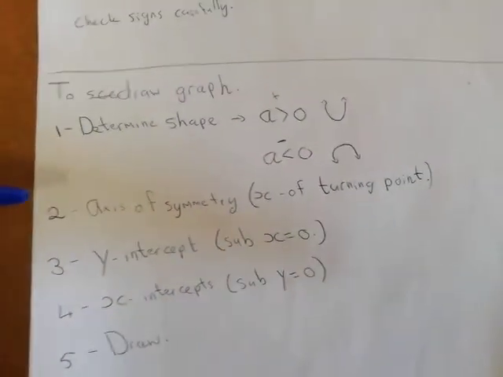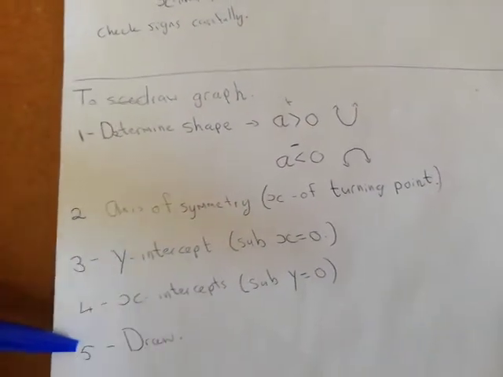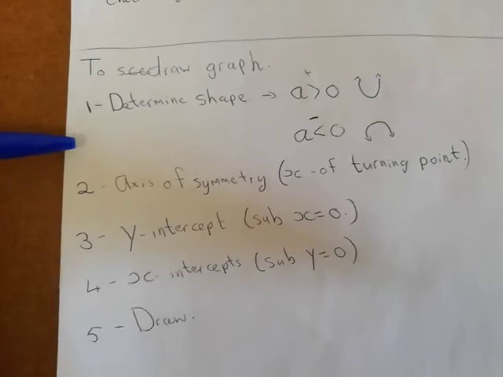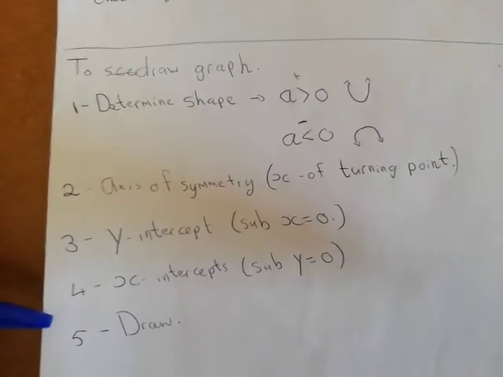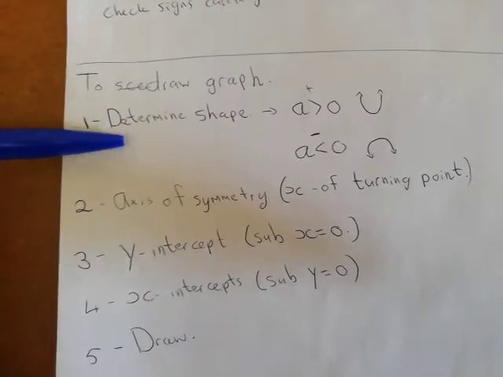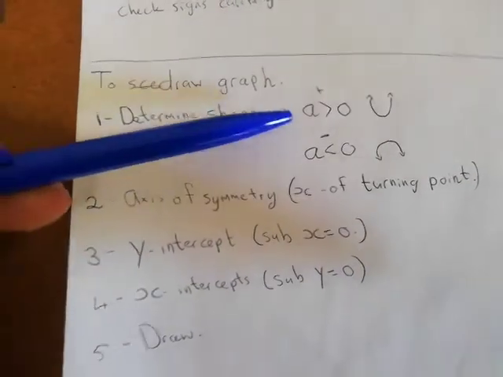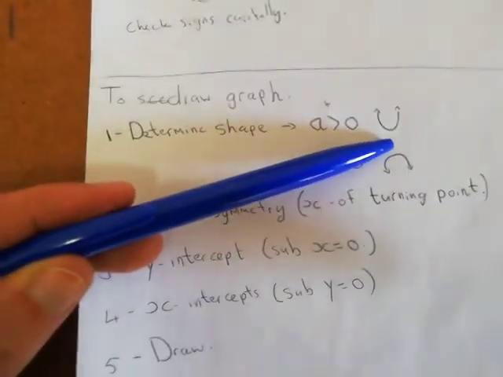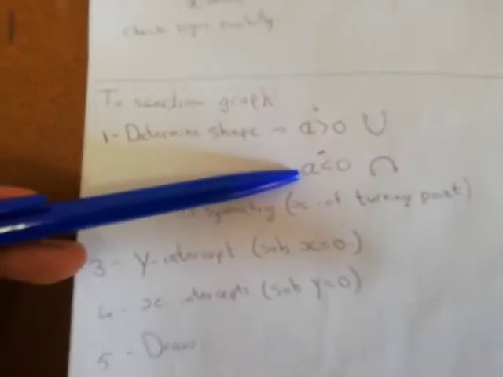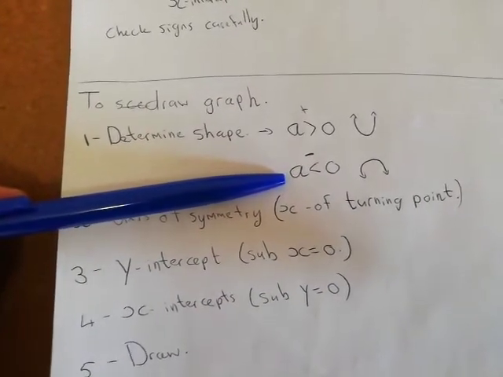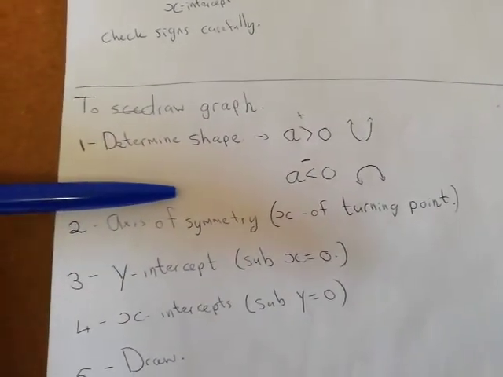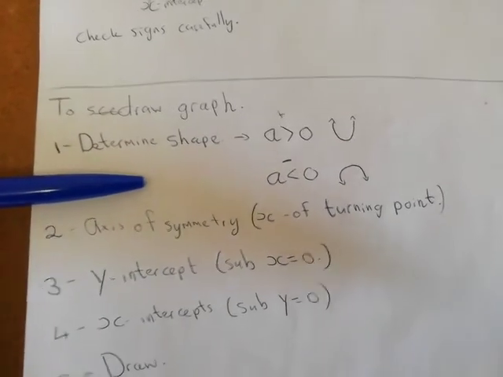Drawing the graph, you have 5 steps you need to do. You can number them each time to make sure you have everything, or you can do them by head, but it would be preferred that you make sure you have all the steps. So, first things first, you need to determine the shape. If your a value is positive, or bigger than 0, it'll be a smiley face. If your a value is negative, or smaller than 0, it'll be a frowny face. It's the easiest way to remember them.